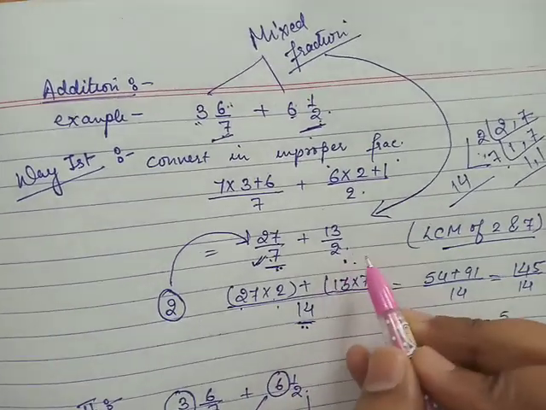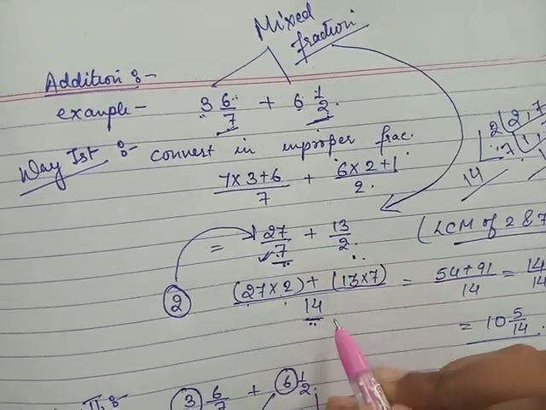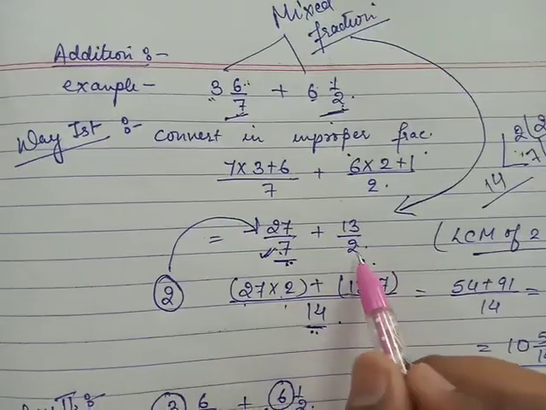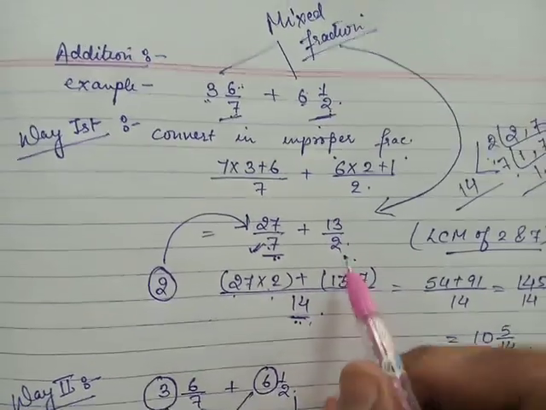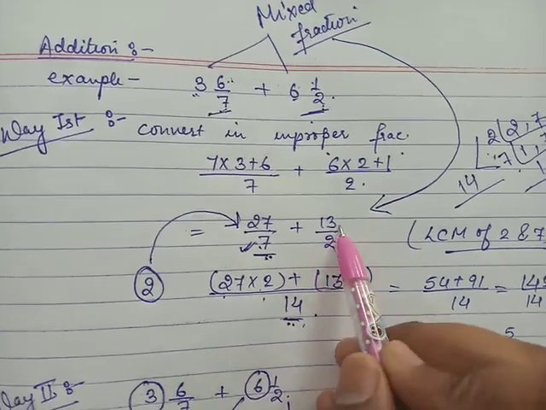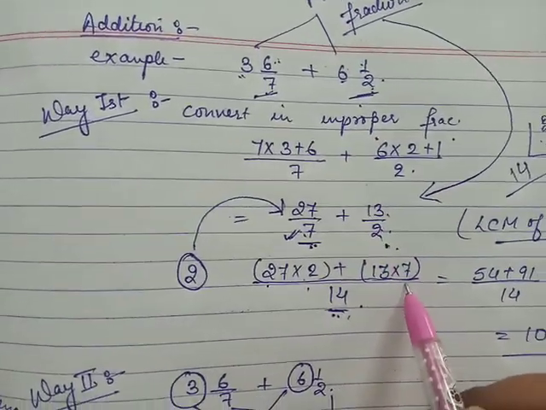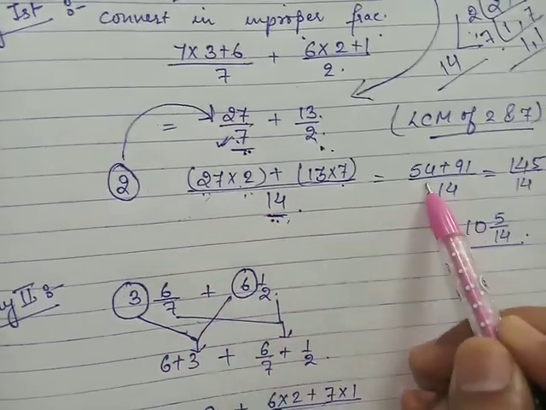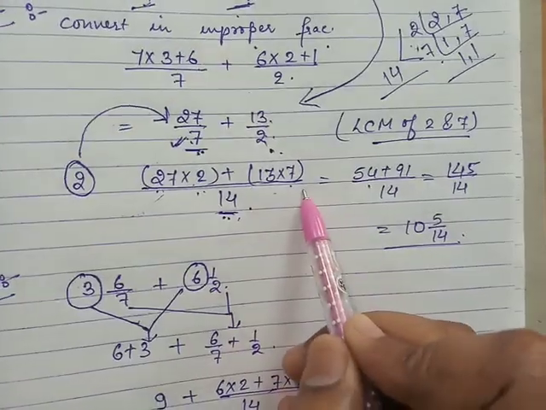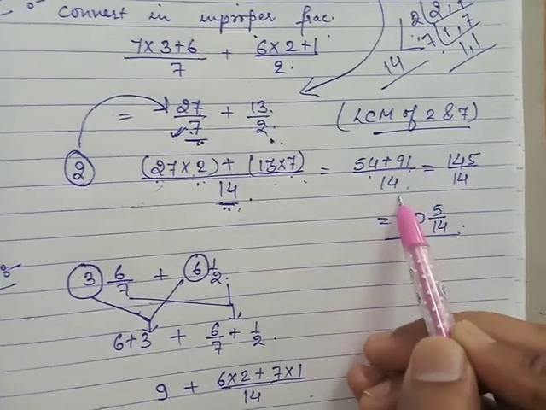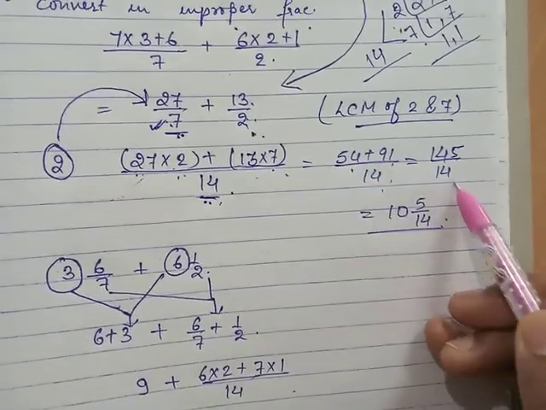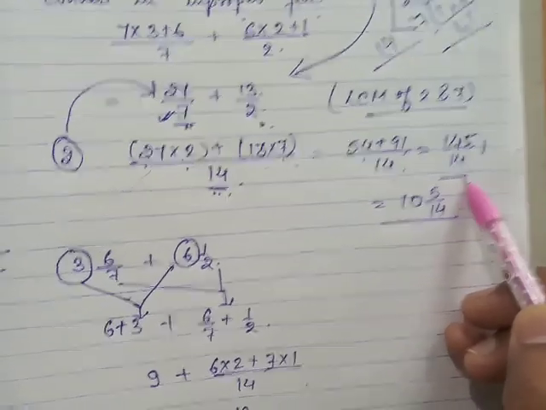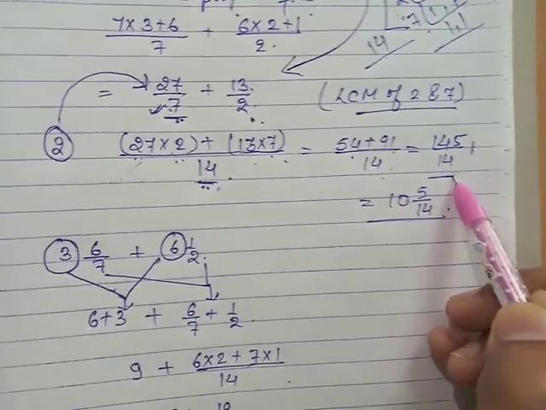In this condition we will see the denominator is 2 and here it is 14. For that we will divide this 14 by 2, that will be 7, and then after 7 multiply 13. This is the value. Now we have multiplied, that is 27 2s are 54 and 13 7s are 91 upon 14. So by addition we have got 145 by 14. Then after we have converted it into a mixed fraction.